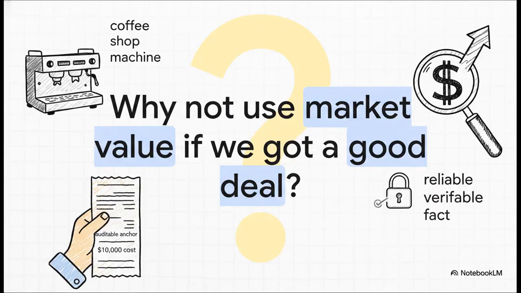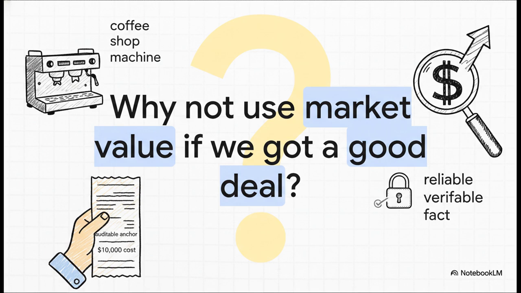This is a fantastic question, and one I get all the time. It really gets to the heart of why we have these accounting principles in the first place. Let's say our coffee shop owner is a brilliant negotiator and gets a machine that's worth $12,000, but only pays $10,000 for it. It is so tempting to say, hey, let's put it on the books for $12,000. It'll make our company look more valuable.